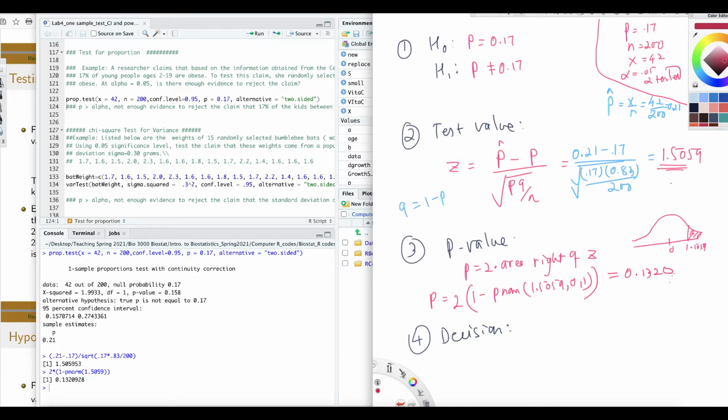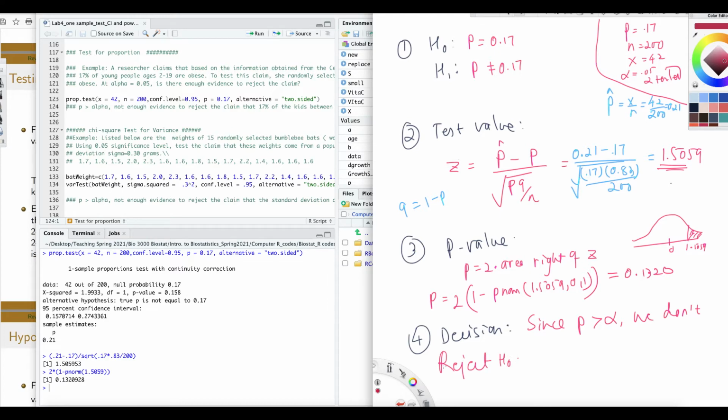Okay, guys. Now, what is the decision? Is the p-value greater than alpha or less than alpha? Our alpha is 0.05. Since p is greater than alpha, we do not reject the H0.